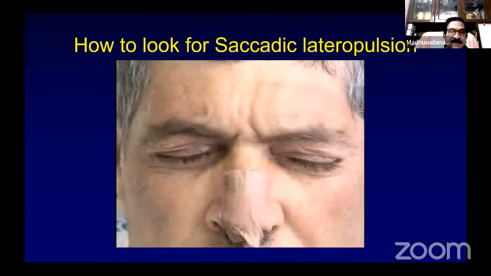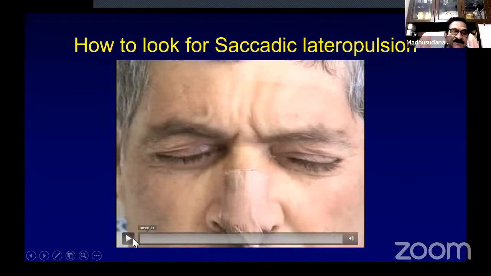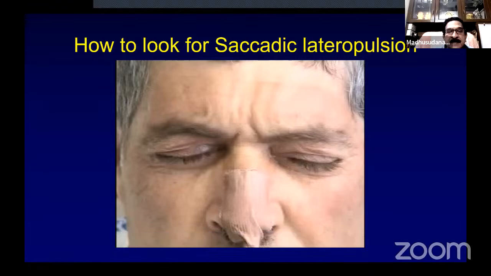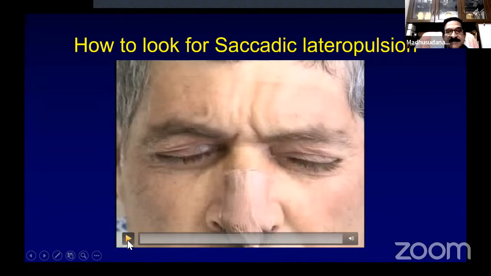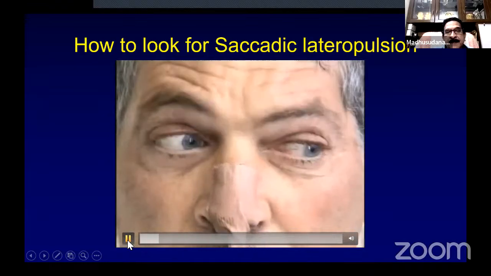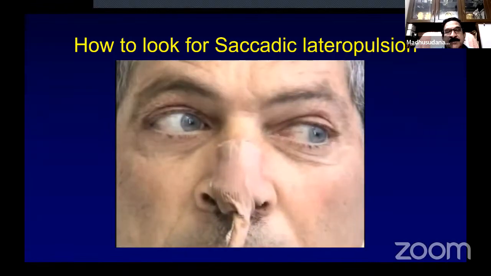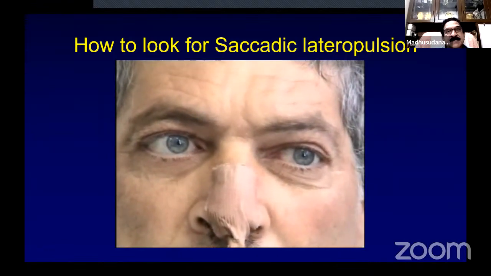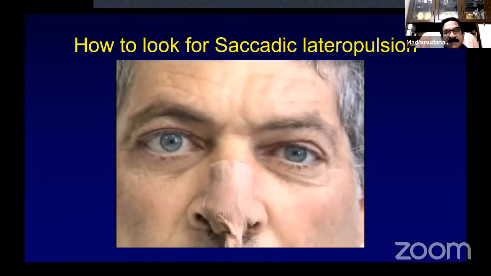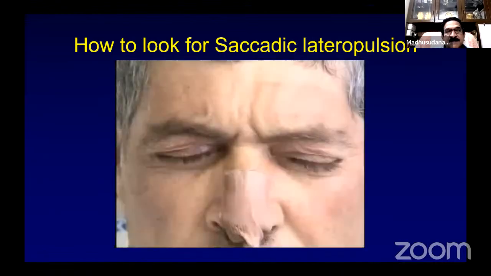How to look for saccadic pulsion, which I've already shown in my last class also: ask the patient to close the eyes and then open. If the eyes are already pulsed, they will be deviated to the pulsed side. See what's happening here. Eyes are on the left side, deviated left, then come back. We want them to look at us, so they come back to the primary position. So it's a left-sided lateral pulsion. This is lateral medullary syndrome. Okay, that much about the pathophysiology of saccadic lateral pulsion.